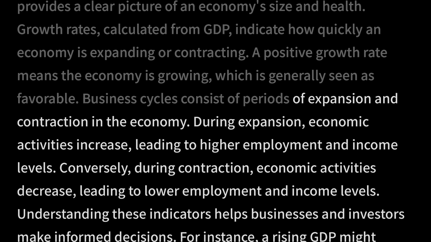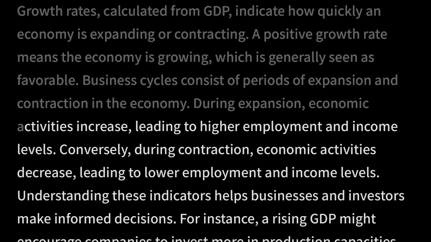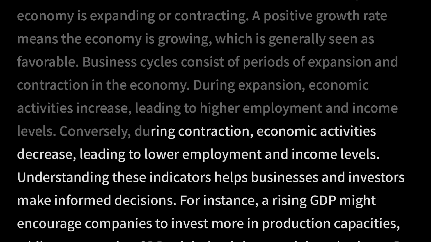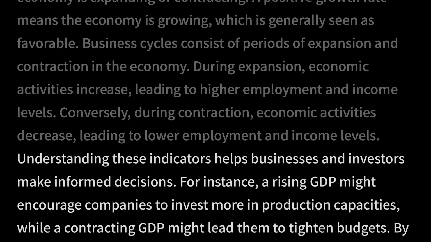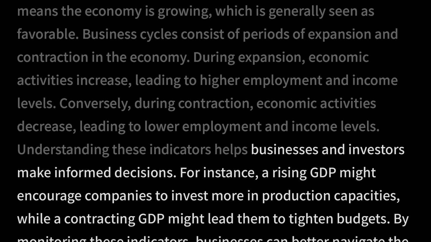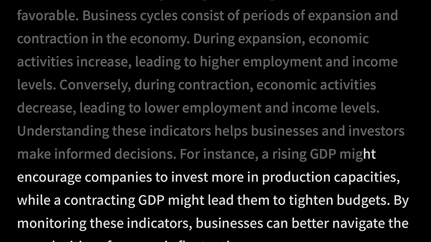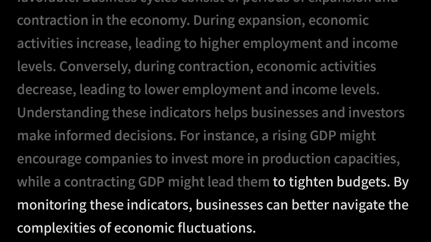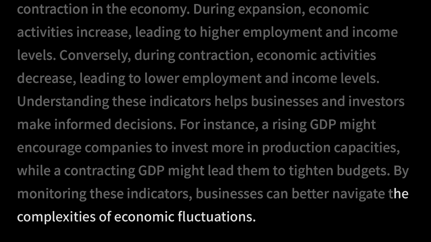Business cycles consist of periods of expansion and contraction in the economy. During expansion, economic activities increase, leading to higher employment and income levels. Conversely, during contraction, economic activities decrease, leading to lower employment and income levels. Understanding these indicators helps businesses and investors make informed decisions. For instance, a rising GDP might encourage companies to invest more in production capacities, while a contracting GDP might lead them to tighten budgets. By monitoring these indicators, businesses can better navigate the complexities of economic fluctuations.